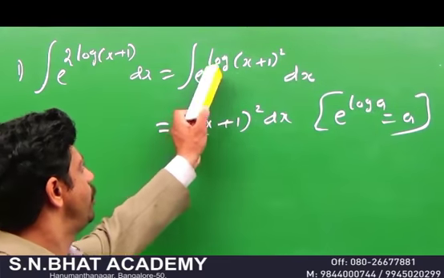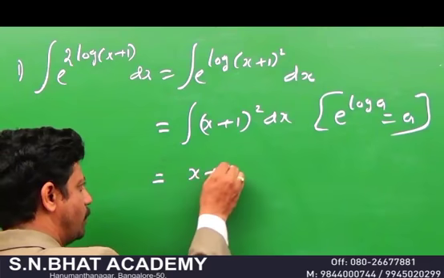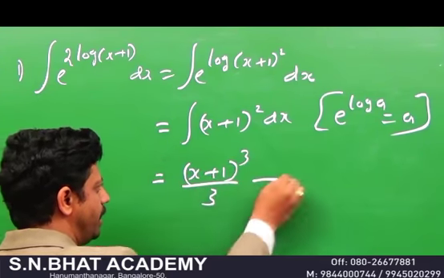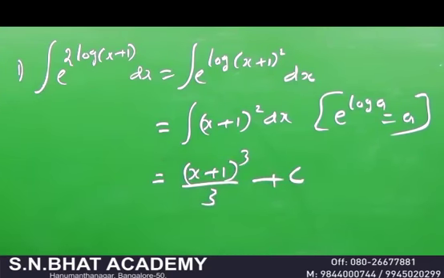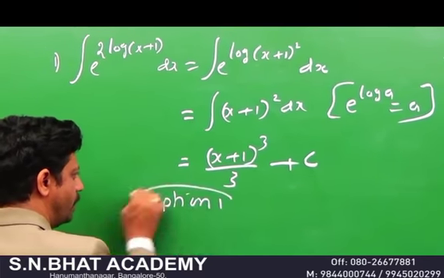So using that property, e to the power of log of x plus 1 whole square is x plus 1 whole square. Now the integral of x plus 1 whole square is x plus 1 whole cube by 3 plus c. It is option 1. So option 1 is the correct answer.